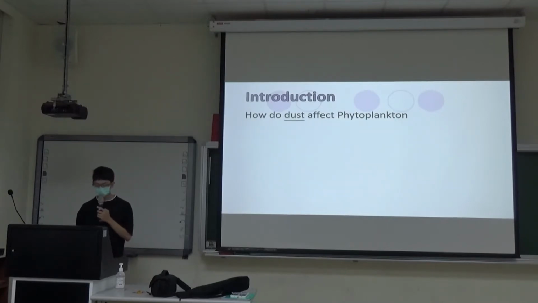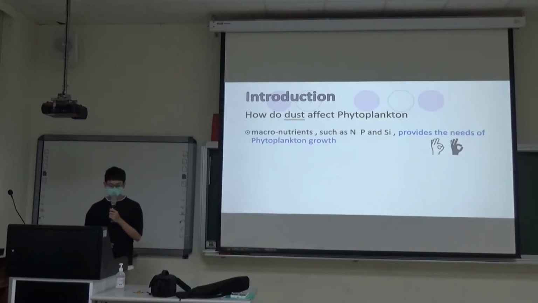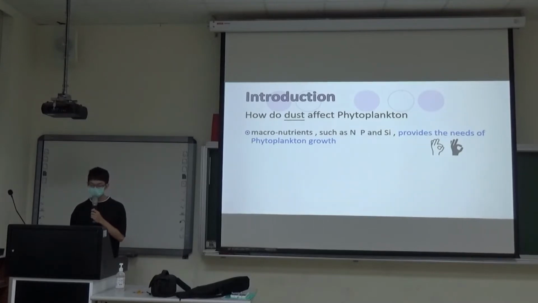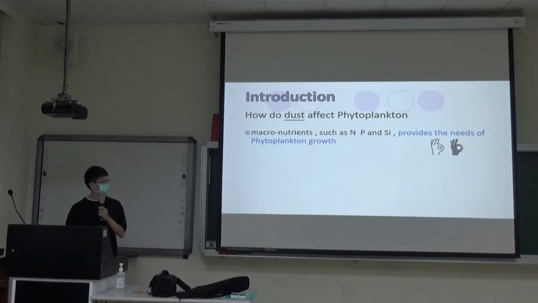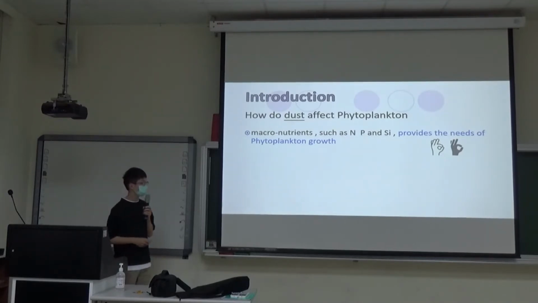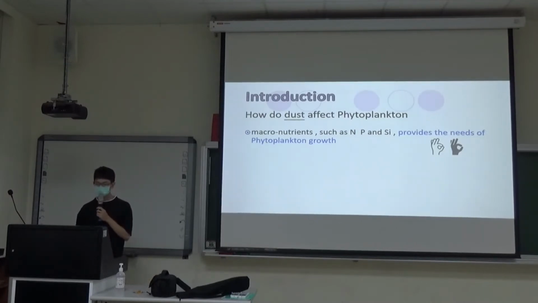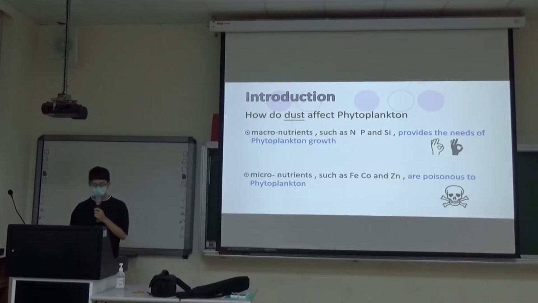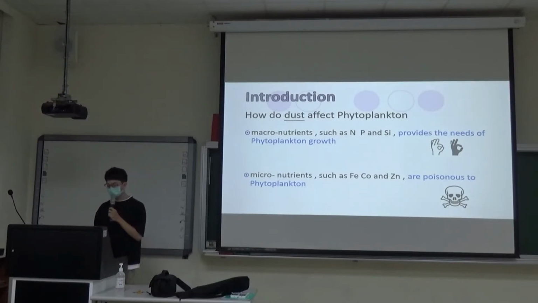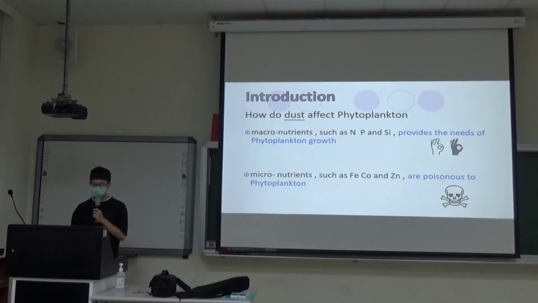Now we start to talk about the topic. How does dust affect phytoplankton? The dust is generally composed of atmospheric sources such as sandy winds, volcano eruption, or pollution. And it also contains nutrients in the macronutrient scale, such as nitrogen, phosphorus, and silicon. It can provide for the needs of phytoplankton's growth. And in the micronutrient scale, such as ferrous, copper, and zinc, these elements are poisonous to the phytoplankton.